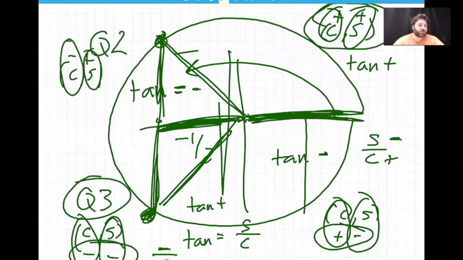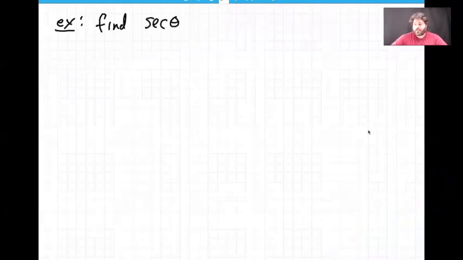They'll ask you these questions where they expect you to know where the cosine is positive, where the cosine is negative, or these little questions where they kind of need you to know that. All right, so let's look at an example here. An example might be that it'll say find the secant of theta if the sine of theta is 12/13.